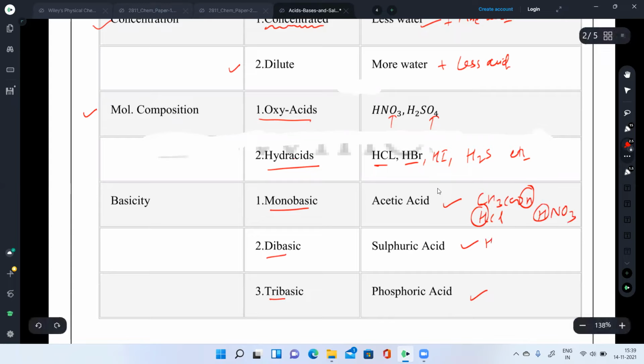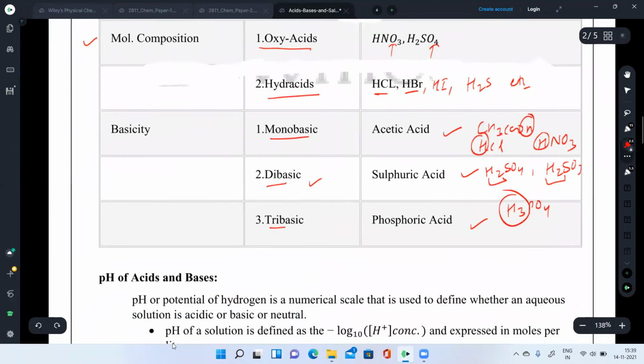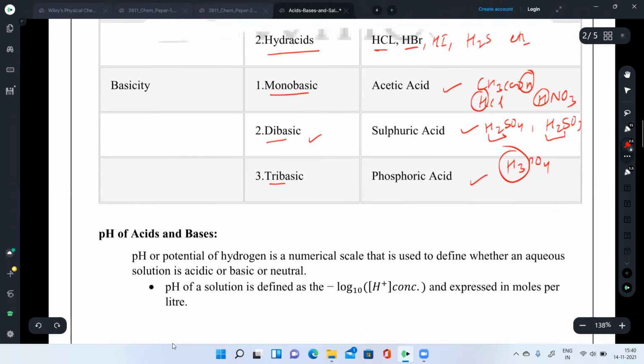Sulfuric acid, for example H2SO4, or you can take an example of H2SO3, both have 2 H plus, so they are dibasic in nature. Phosphoric acid, for example H3PO4, has 3 H plus. Do we have tetrabasic acids, sir? Yes, tetrabasic acids can exist, but not in your syllabus.